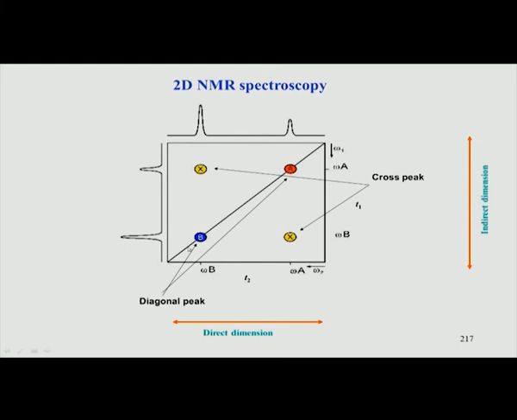So, this is the concept of 2D NMR. In the next class, we will continue with this and see some more details of how a 2D NMR can be analyzed.